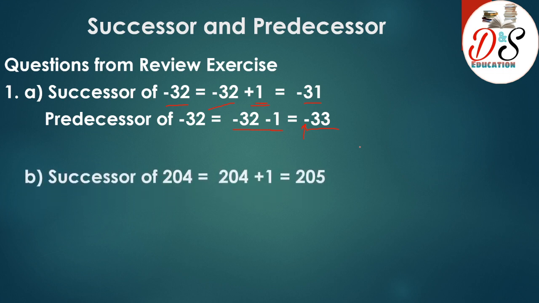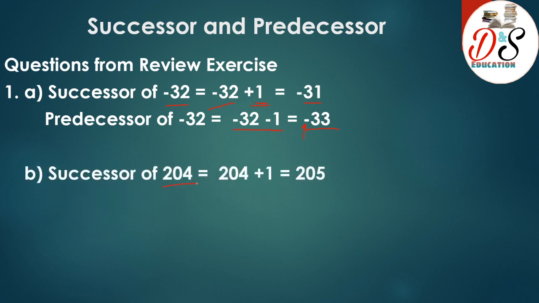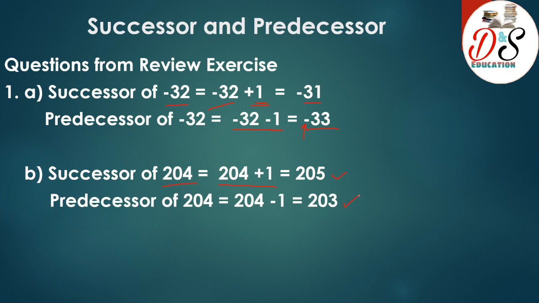Moving on, we have to find the successor of 204. Now 204 is a natural number or whole number. Finding the successor and predecessor of a natural number is easy, because we are simply doing addition, and no negative sign is here, so our addition is very simple. So the successor of 204 is 205 and the predecessor of 204 is 203.